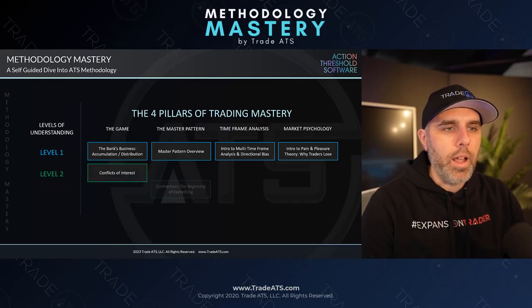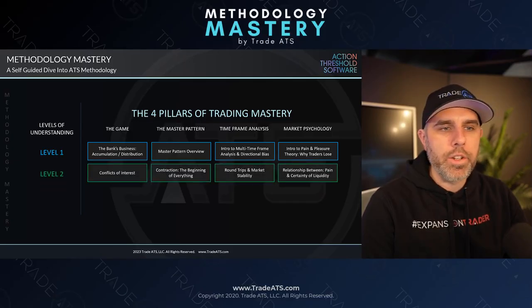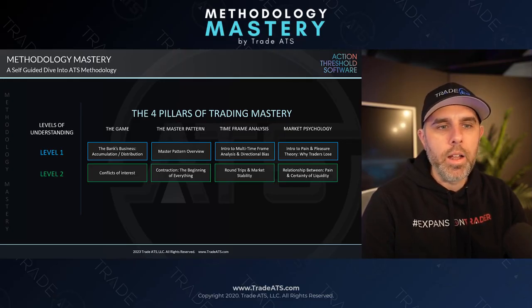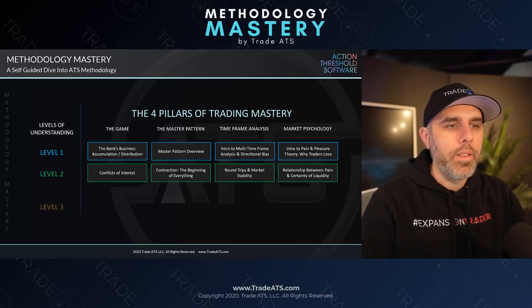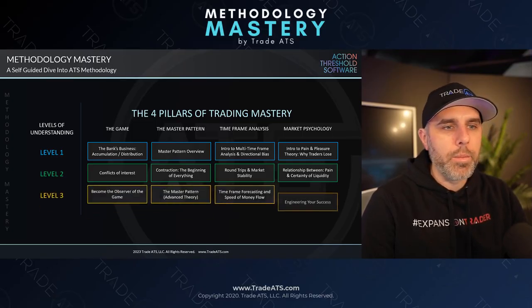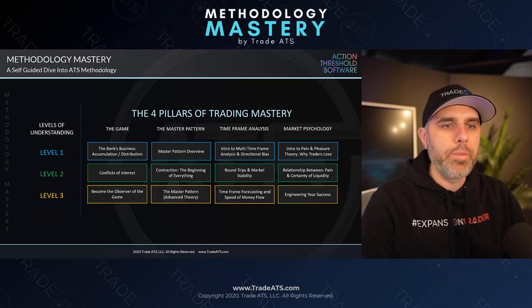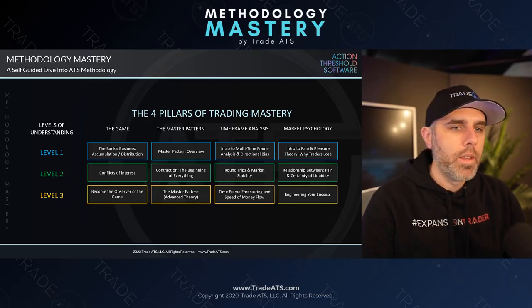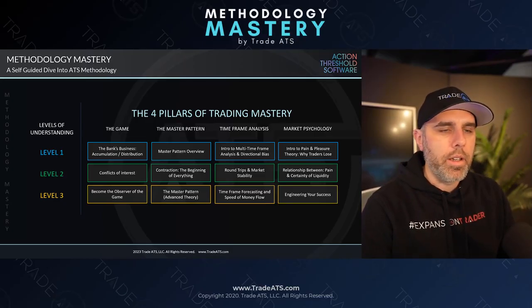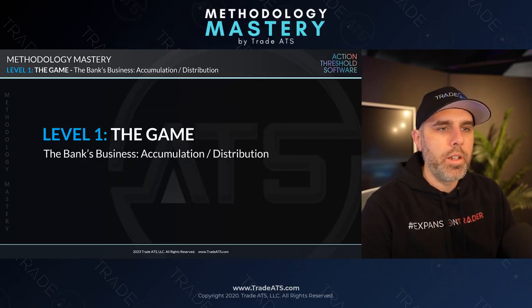After that, we're going to go into level 2: conflicts of interest, contraction, the beginning of everything, round trips and market stability, and the relationship between pain and certainty of liquidity. Then level 3 is going to be become the observer of the game, the master pattern advanced theory, time frame forecasting, speed of money flow, and engineering your success. That all being said, let's go ahead and kick it off with lesson 1, the bank's business, accumulation distribution, level 1, the game.